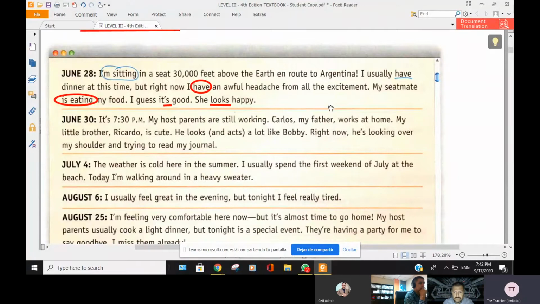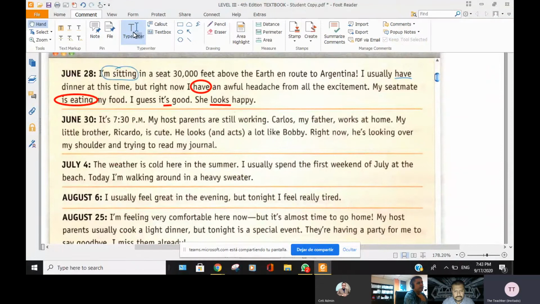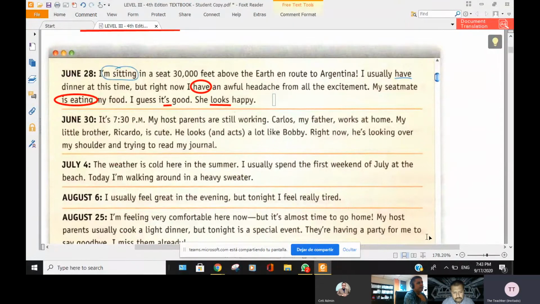Correct. She looks, well, she looks, as se ve. It translates to se ve alegre. And you use looks, you use the s, because technically you say I, you, he, she, it. Sorry, I'm confusing you here. I, you, we, they look, okay, but with he, she, or it, it's going to be looks.